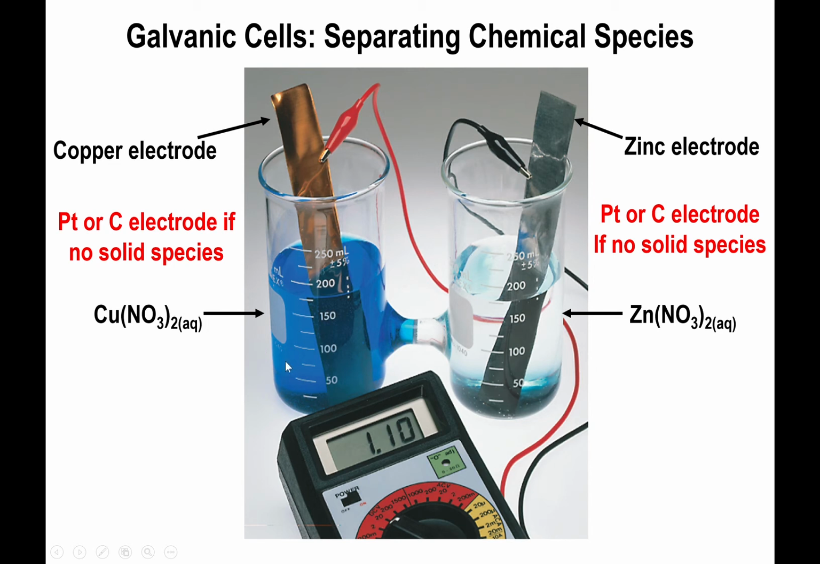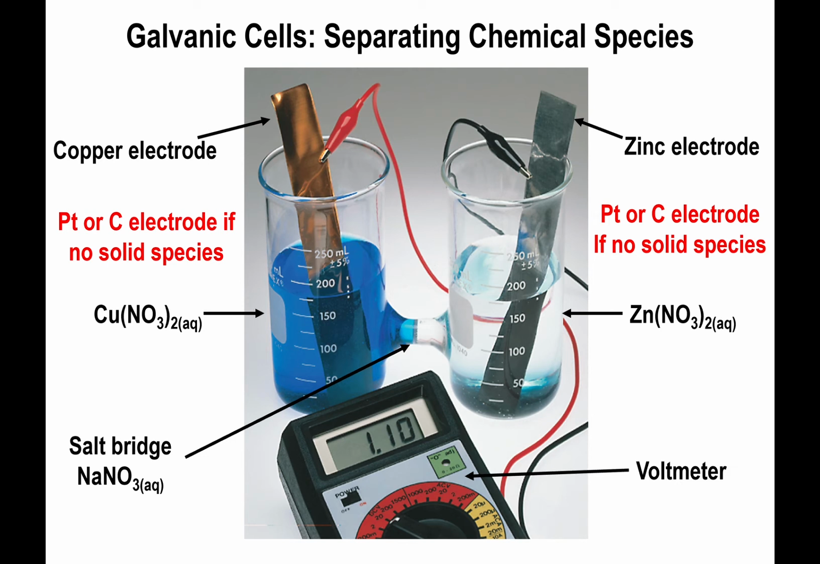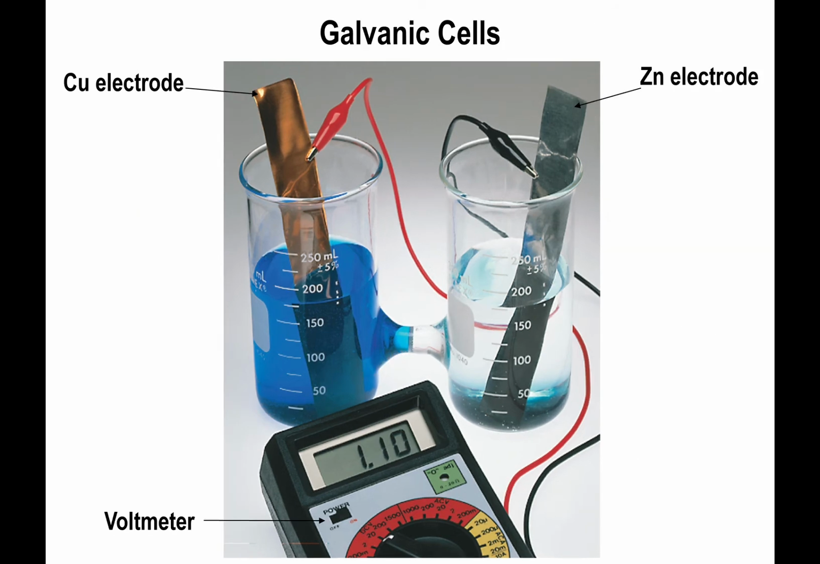And the solution right here, the blue solution, is a copper 2 solution, copper 2 nitrate, and down here you have zinc nitrate in the solution. So you have to have the species present, and in addition to that, there is something known as a salt bridge, which ensures that there is no buildup of charge on either of the beakers in this example. And if you want to, you could also connect the wires through a voltmeter so that you can actually see the potential change. And this is how we can determine the cell potentials of reactions experimentally.